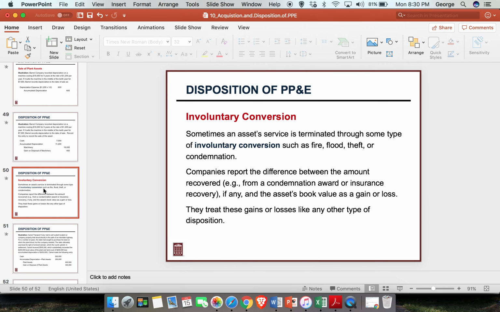Involuntary conversion, so some type of fire, flood, or theft. Companies report the difference between the amount recovered from insurance and so forth, and the asset's book value as a gain or loss. They treat these gains or losses like any other disposition you might have in your company, so not treated any differently.